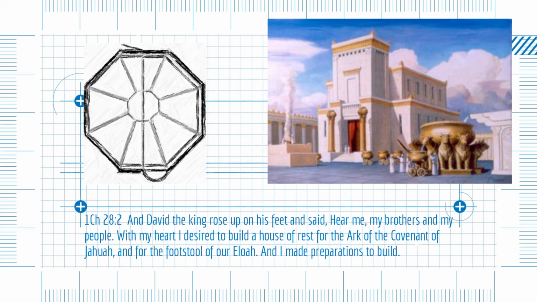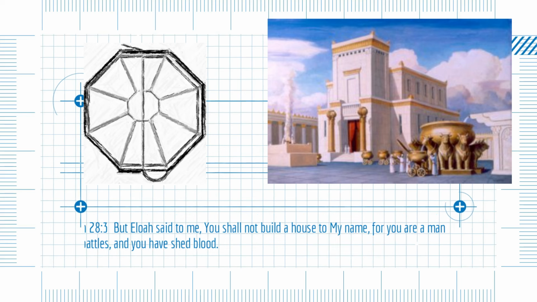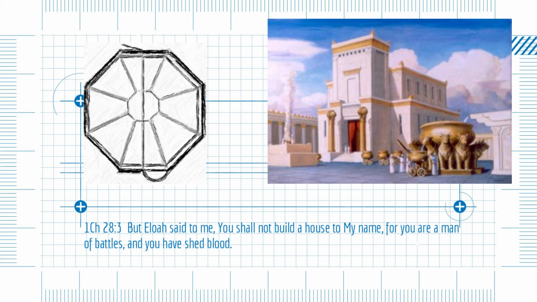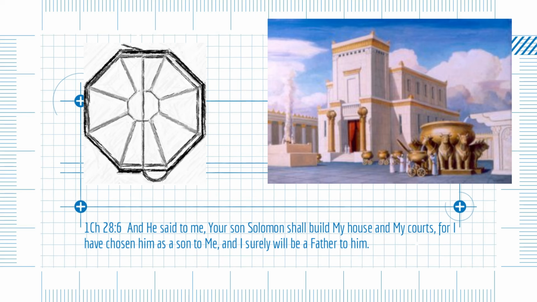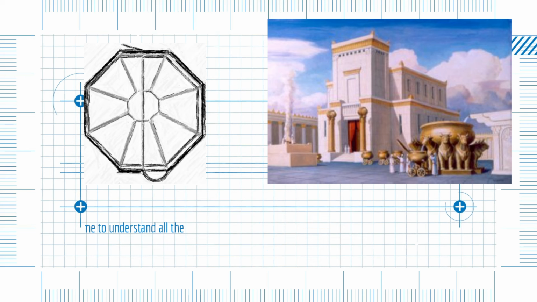And I made preparations to build. Verse 3. But Eloah said to me, "You shall not build a house to my name, for you are a man of battles, and you have shed blood." Verse 6. And he said to me, "Your son Solomon shall build my house and my courts, for I have chosen him as a son to me, and I surely will be a father to him."